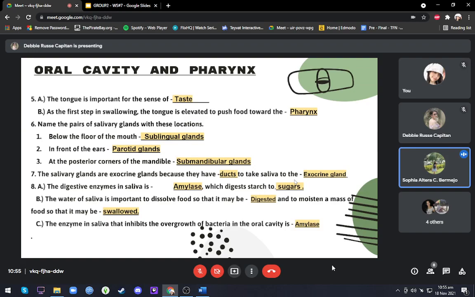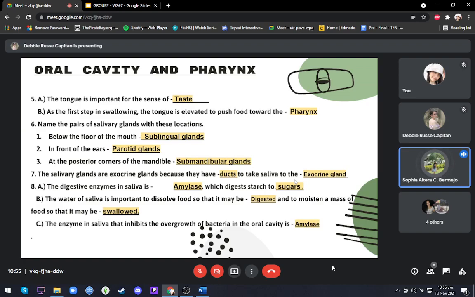Number 1, below the floor of the mouth, sublingual glands. Number 2, in front of the ears is the parotid glands. Number 3, at the posterior corners of the mandible, that is the submandibular glands. Number 7, the salivary glands are exocrine glands because they have ducts to carry the saliva to the exocrine gland.